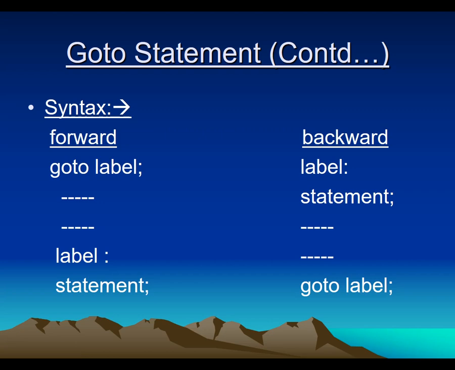Now what is forward? The syntax written below is go to label, then label colon statement. That means from here the entire control structure, bypassing the statements below this, will go into this particular label, that is called forward. Reverse of this is backward. What we have to do in this backward? First we have to mention the label and statement, and then we have to check for the go to statement. This is the difference. This will come over here and this will come at the top, which makes the difference between forward and backward.